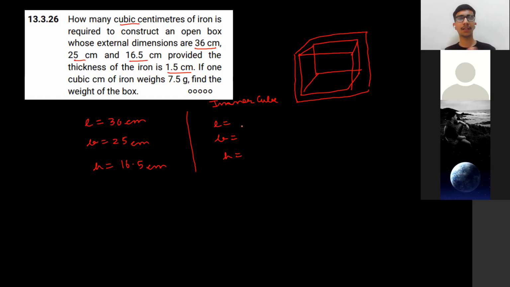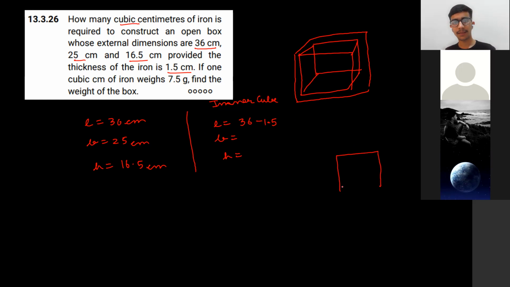Okay, Mansi, you tell me, can you calculate the dimensions of the inner cube? We'll subtract the thickness of iron from it. So we'll remove the thickness. So that means 36 minus 1.5. Is that it? No, so we'll not get that.